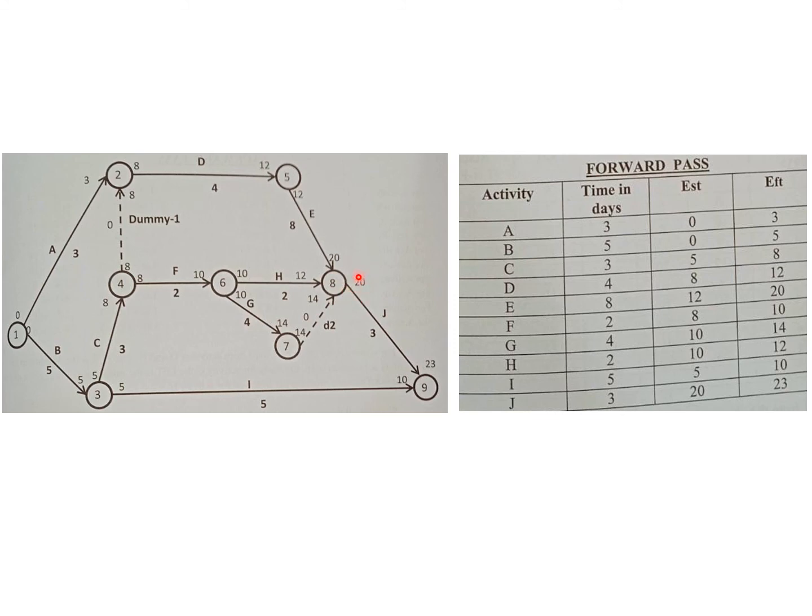For J to start, the earliest start time is 20 days, and the earliest finishing time is 23 days, because the time required for J is 3 days. So it is 20 plus 3, 23. That is the logic used over here.